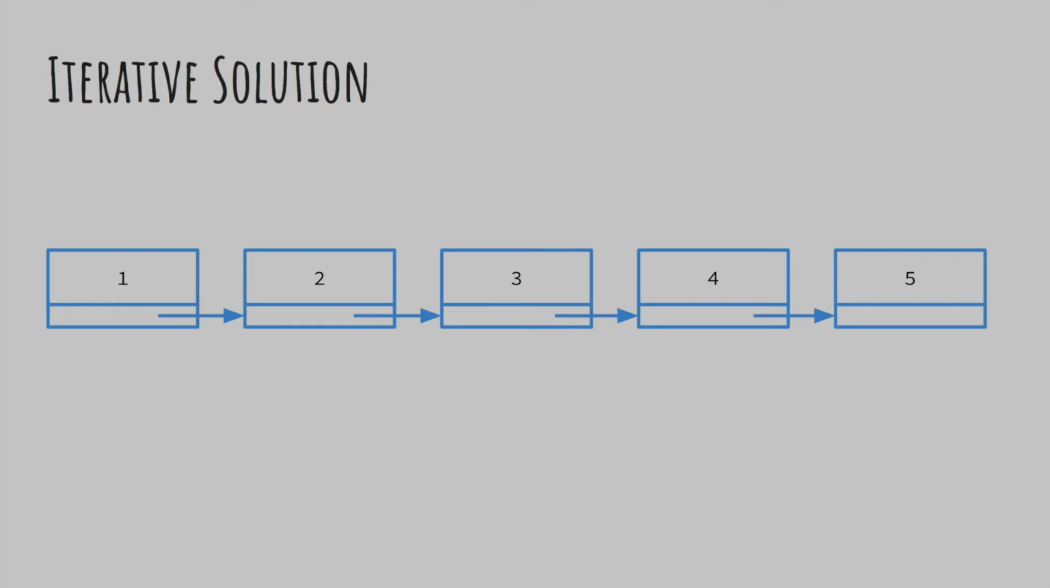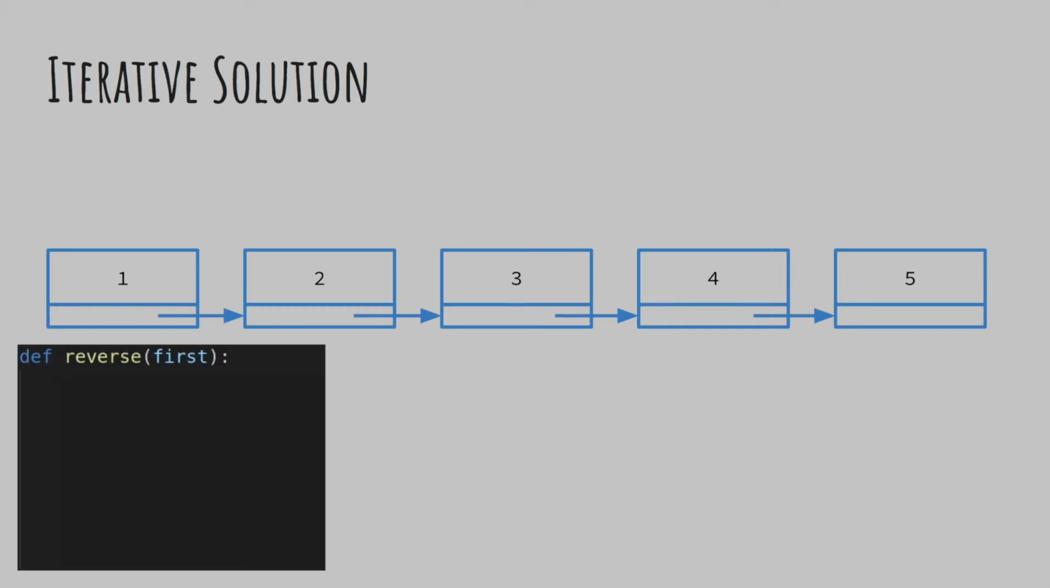The iterative solution will create a function that does not make this many function calls and that also gets as input the first node of the linked list, and it will return the new first node of the reversed linked list. I will first go over the code and then explain it in more detail with a very clear example. So if you don't understand it immediately, just wait until I explain the full algorithm with an example.